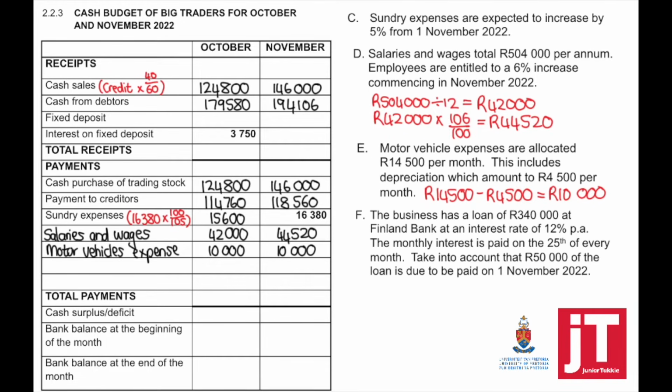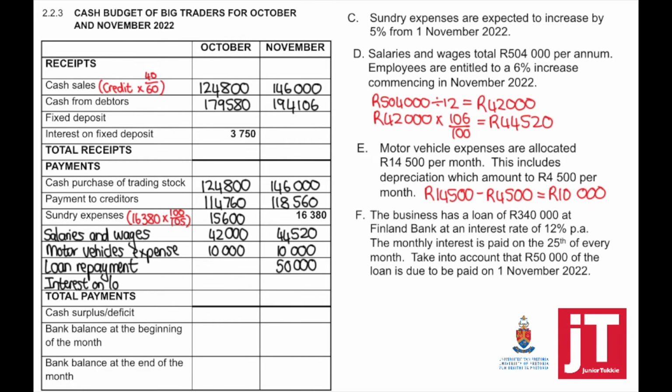Number F, the business has a loan of 340,000 at Finland Bank at an interest rate of 12% per annum. The monthly interest is paid on the 25th every month. Take into account that 50,000 of the loan is due to be paid on the 1st of November 2022. So this means that we need to budget in our cash budget, that we expect a loan repayment of 50,000 in November. But now we need to also budget for the interest that we need to pay on that loan.